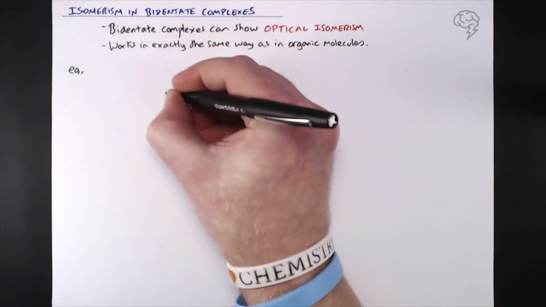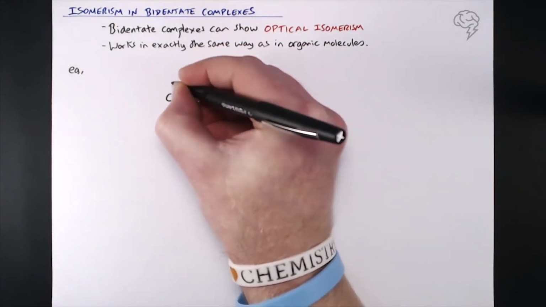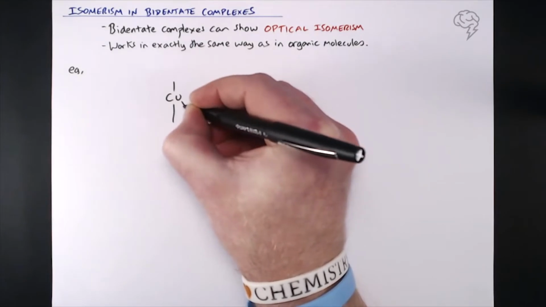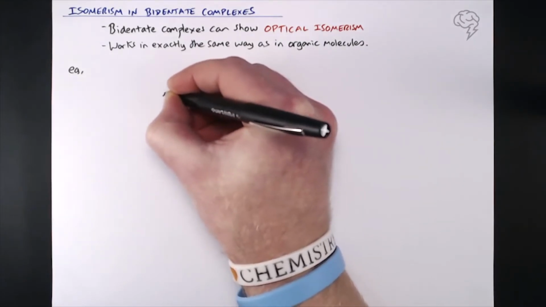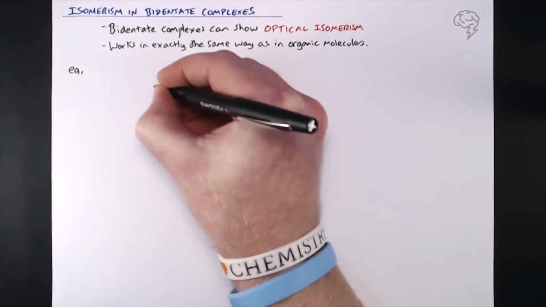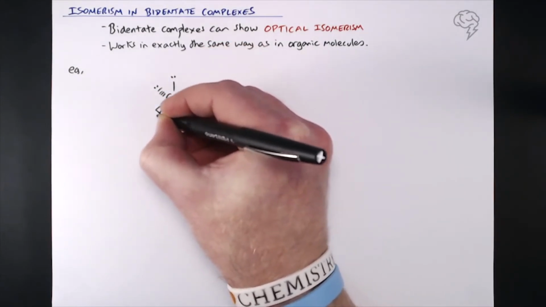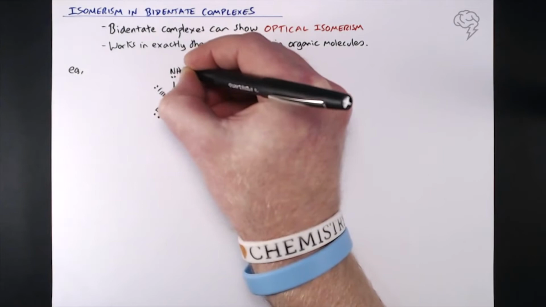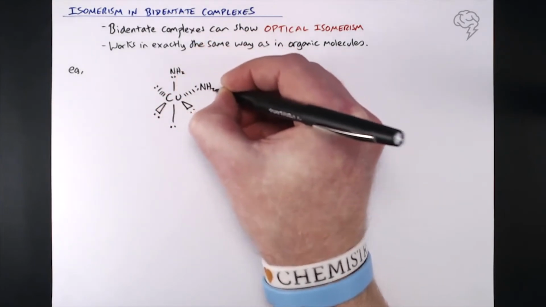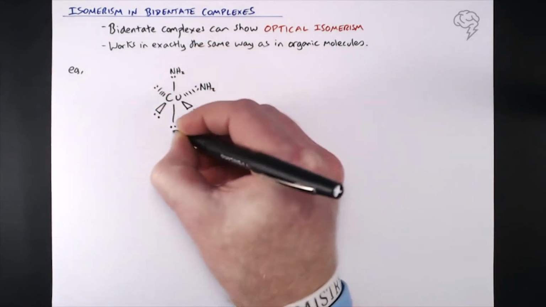I'm going to draw out here a copper complex that's got 3 bidentate ligands around it, okay? So it's the 1,2-diaminoethane, okay? So central copper ion, octahedral complex, that means 6 coordinate bonds, but 3 bidentate ligands around it. We've seen this before in the bidentate tutorial.